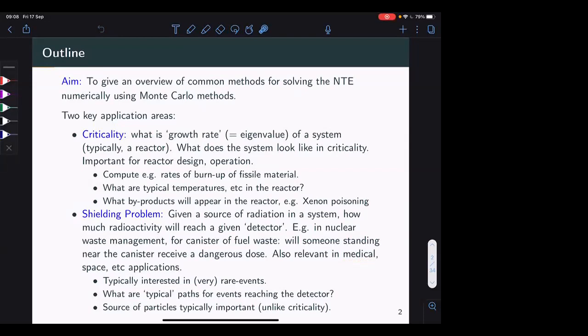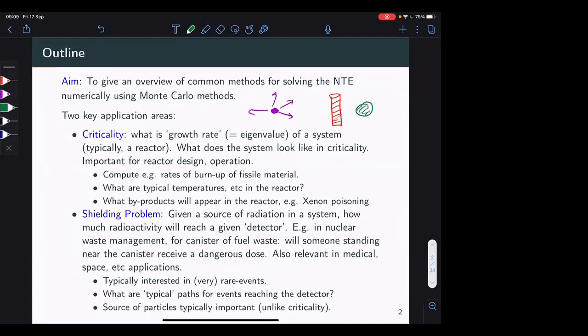In the shielding problem, from a stochastic point of view, it's somewhat different. We're often interested in very rare events. This is what Tony was talking about yesterday, and particularly what the typical paths are for events reaching a detector. You could imagine a source of radioactivity sat here, emitting particles, and I might have a wall here, and a person stood here.